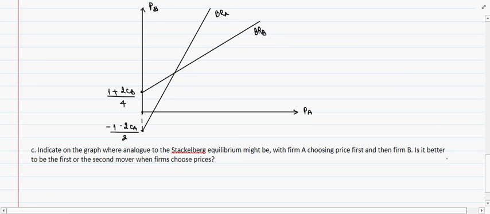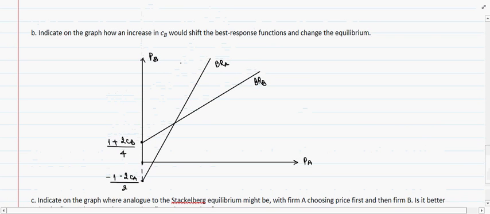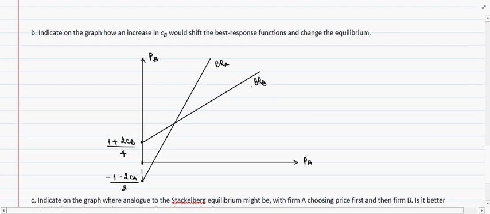Now, the question is asking, if we have an increase in the cost for firm B, an increase in CB, how is that going to shift the best response functions and change the equilibrium? So this was our original equilibrium before. Now, if we have an increase in the value of CB, as you can see, nothing about the best response function for firm A is going to be different, because the vertical intercept is not going to be affected, and the slope will still be a constant number, which is equal to 2. So the change in CB will not affect the best response function for firm A.